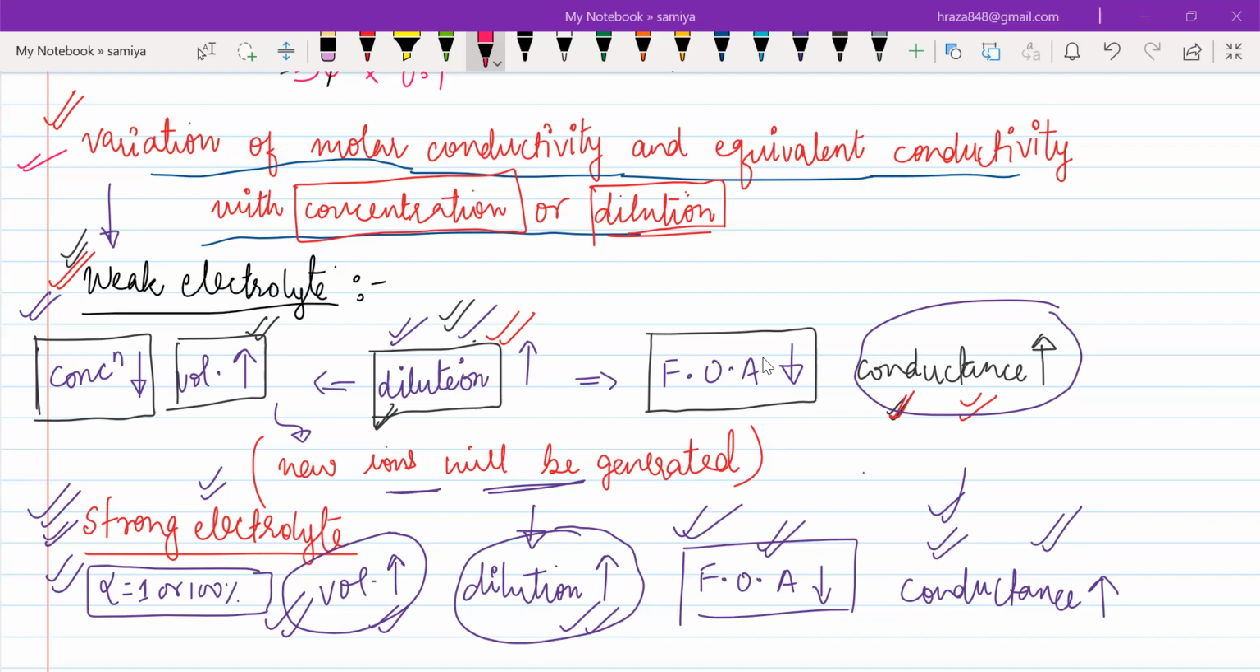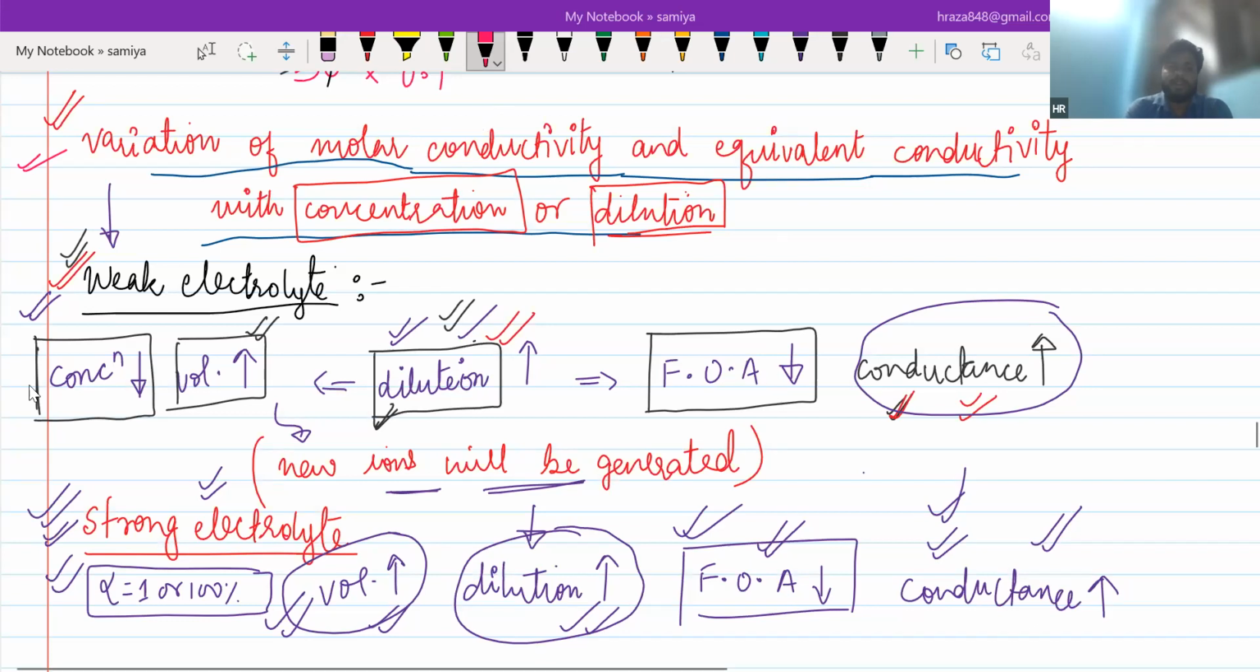Yes, sir. In the same way, for a strong electrolyte, if you are going to dilute it, volume increases, force of attraction decreases, conductance increases. But here we are going to study about variation. So see, in weak electrolyte, if you are going to do a lot of dilution, first of all, you need to know what is weak electrolyte.